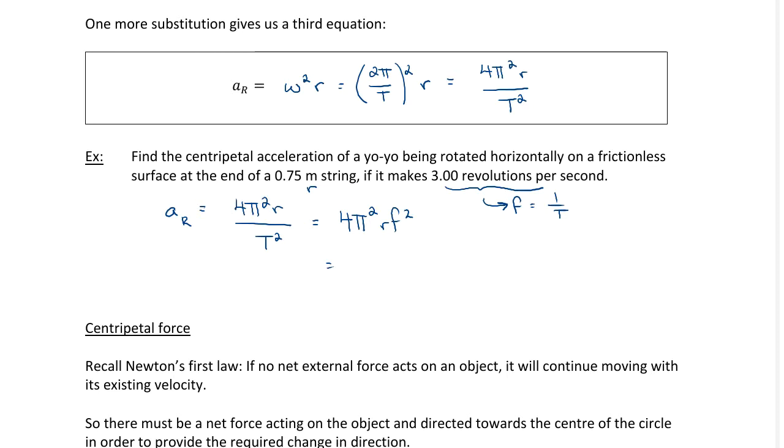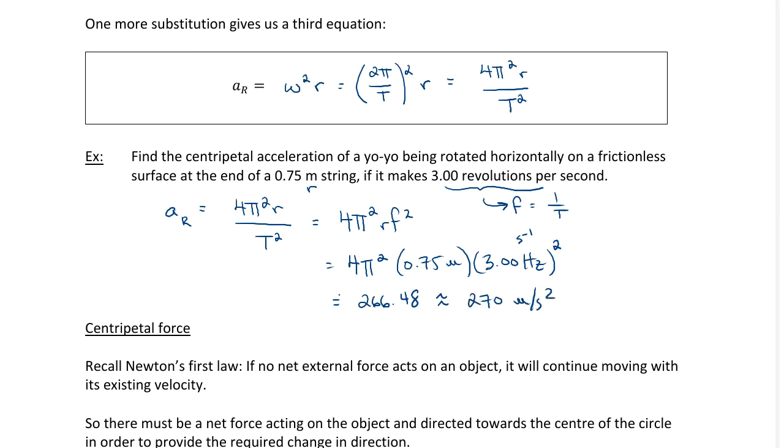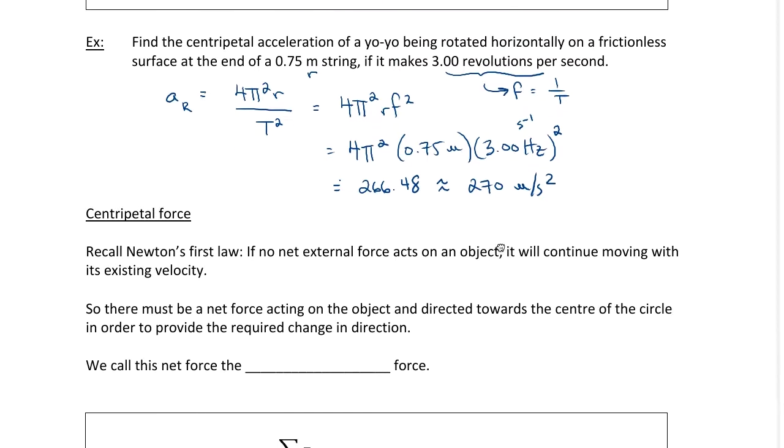And now all I have to do is plug in. I get 4 pi squared times 0.75 meters multiplied by 3.00 hertz, and that's squared. Remember that hertz is the same as seconds to the -1, so when I square that I get seconds to the -2, and multiplying through here I get meters per second squared, which is the units that I would want for acceleration. Well, if I do that multiplication, I get approximately 266.48, or rounding to two significant figures, 270 meters per second squared. So there's an example of using one of our equations.